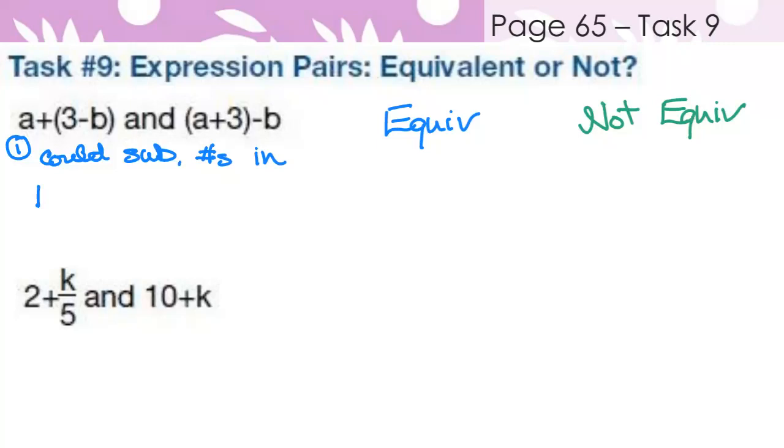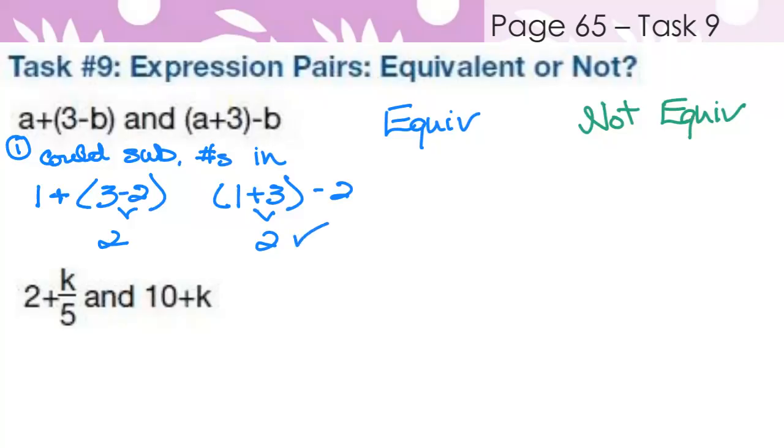So if A is 1, we get A plus quantity 3 minus 2. Is that going to be the same as 1 plus 3 minus 2? Here you do parentheses first. 1 plus 3 is 4, and 4 minus 2 is 2. Well, that works out to be the same. How is 1 plus 3 is 2? 1 plus 3 is 4, and then 4 minus 2 gives 2 as the final answer. Okay, so that definitely is a good way to check.